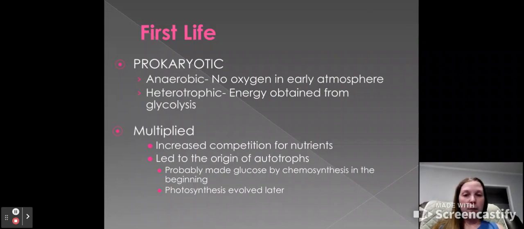These would multiply, and when that multiplication occurred, it increased the competition for nutrients because they all consumed the same thing. This led to the origin of autotrophs, and they made glucose by chemosynthesis in the beginning, and then eventually would translate that into photosynthesis.